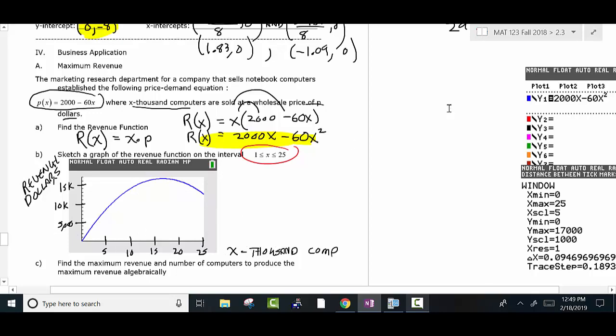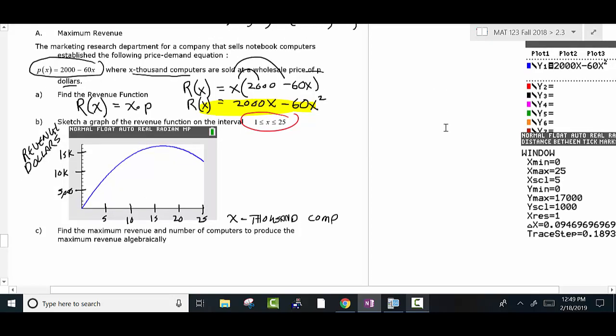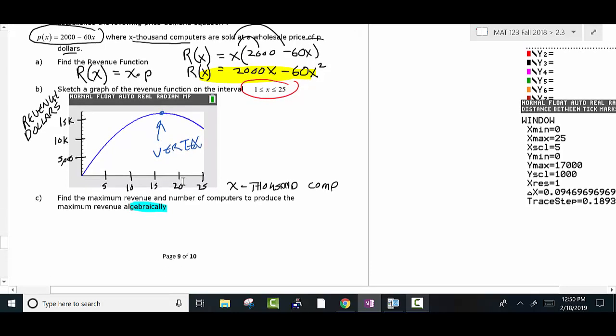Okay, so what we're going to do then is we're going to find the maximum revenue, but we're going to do that algebraically, and I'll show you kind of how to do that. So this point, what do you call that high point on a parabola? What's the vocabulary? That's the vertex, right? So what we need to do is we essentially just need to find the vertex. And we're going to do this algebraically. We're not going to do this with a calculator. So one thing that we learned last time is the vertex can be found by using this formula, negative b over 2a.